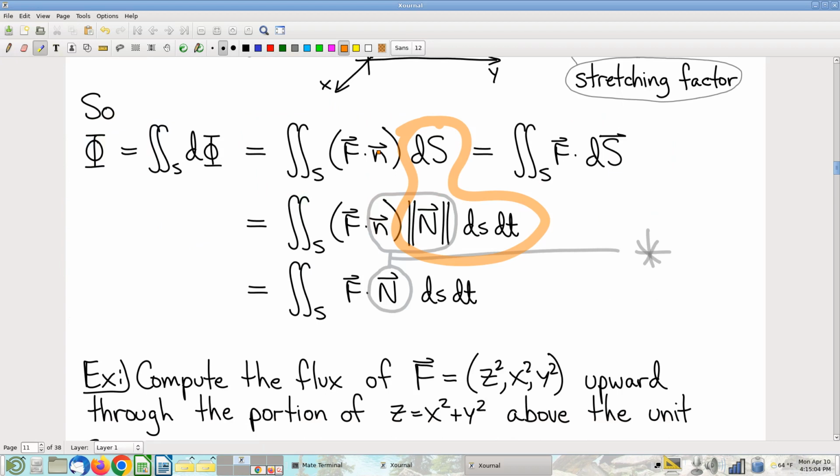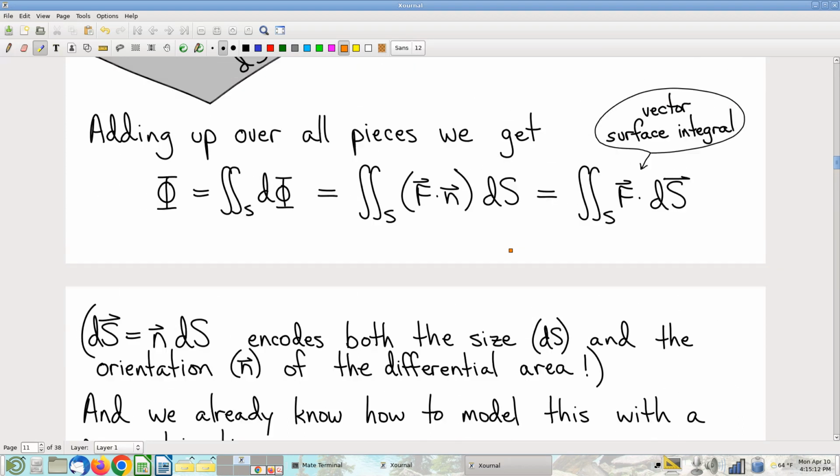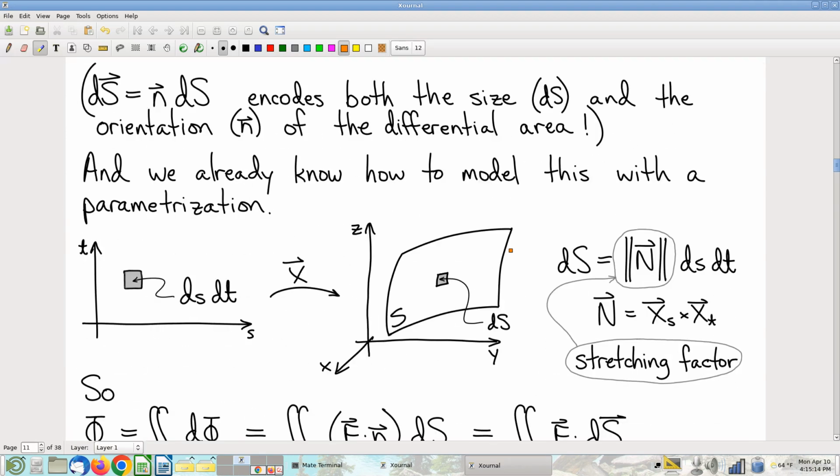Yeah, question. Do you need to normalize n after you do the alpha? Do you need to normalize what now? The n, like the normal vector? Oh, you're talking about this capital N vector? Yes.